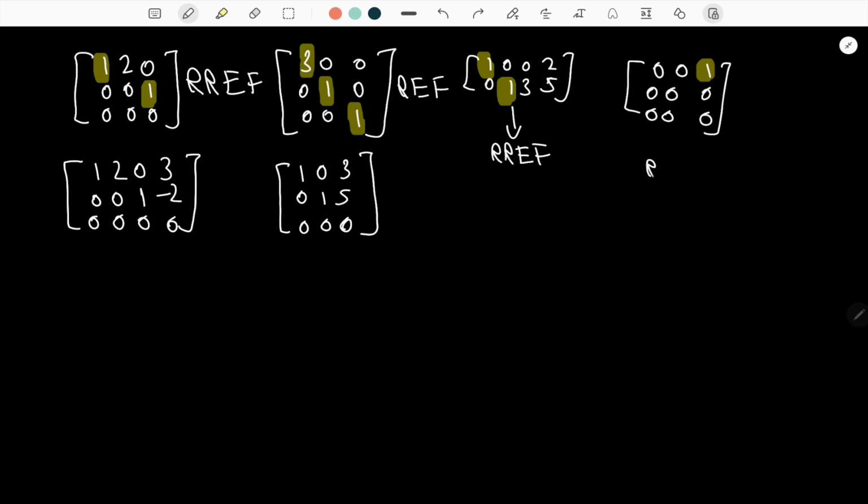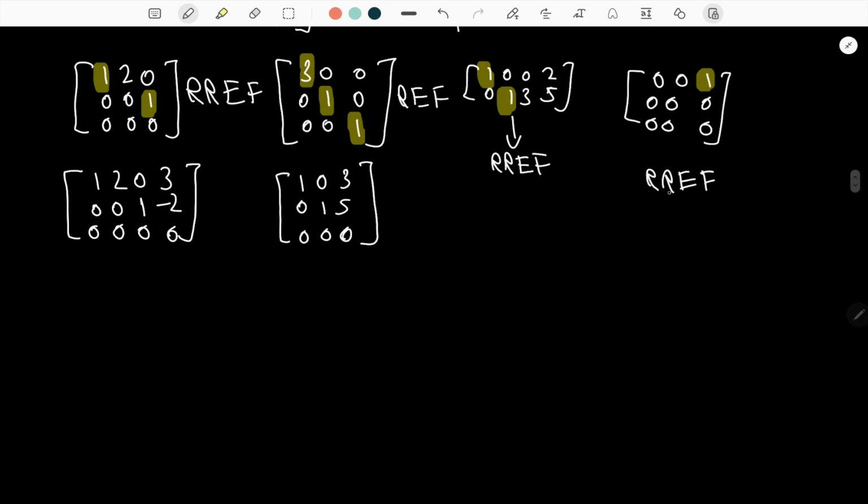And the first thing I said was every matrix which is in RREF is also REF. So if it is RREF, then it is already REF, if that makes sense. So we can also say this is in RREF and it's in REF.